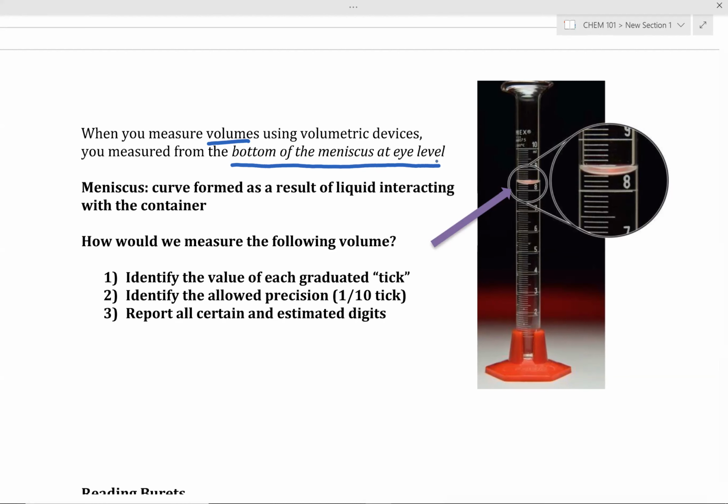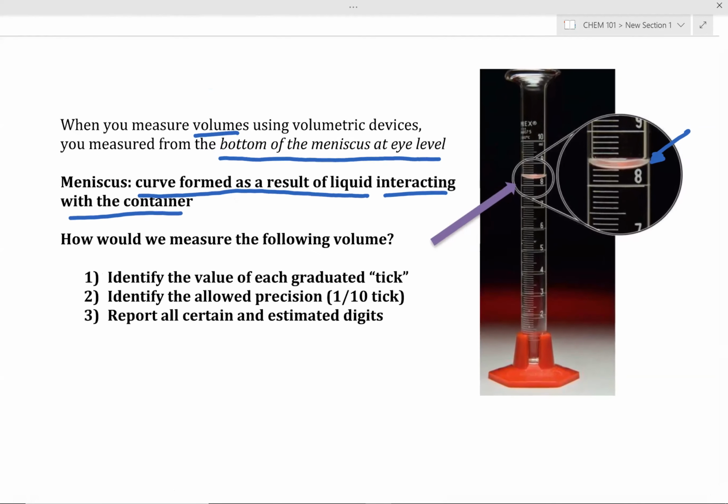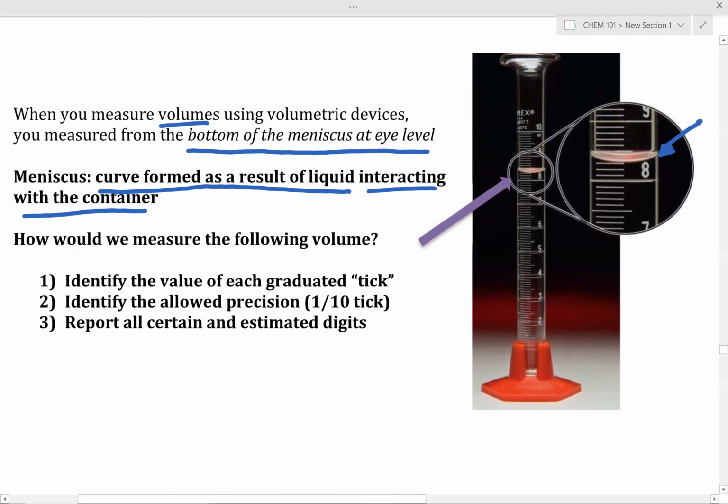So the meniscus is a curve formed as a result of liquid interacting with the container. This is a consequence of intermolecular forces. And does everyone see this little band here? Do you notice how there's a little curve in the liquid layer? Okay. So first and foremost, let's zoom in as much as we can. And in order to measure the following volume, pretend you're just staring at this piece of glassware. First and foremost, our goal is to identify the value of each graduated tick.